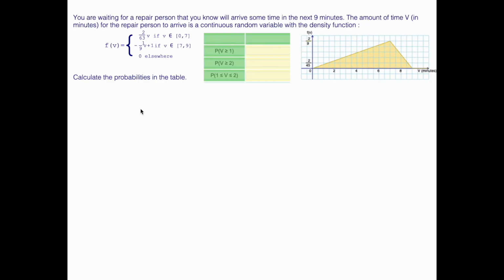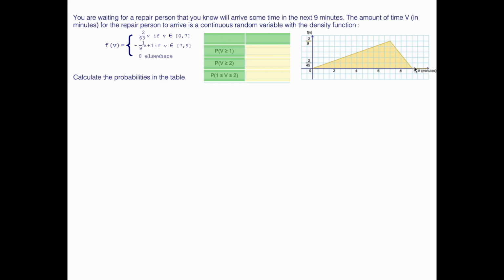Here's a question. You're waiting for a repair person that you know will arrive sometime in the next 9 minutes. The amount of time, v, in minutes for the repair person to arrive is a continuous random variable with the density function f of v equal to 2 over 63 times v if v is between 0 and 7. We're looking at 2 over 63 v as the equation of this line. And f of v is equal to negative 1/9 times v plus 1 if v is between 7 and 9.